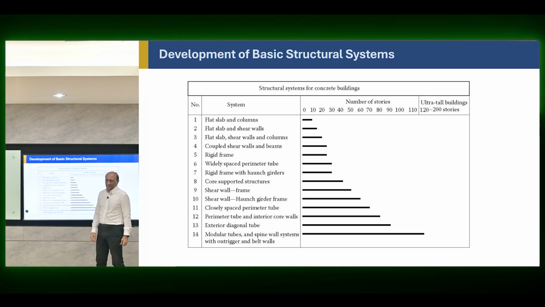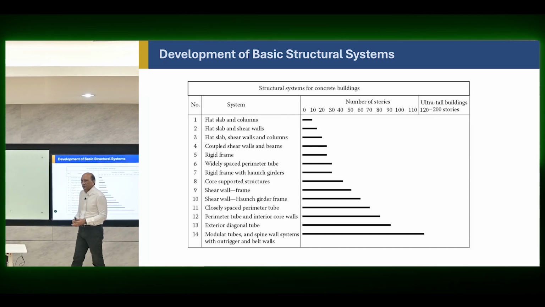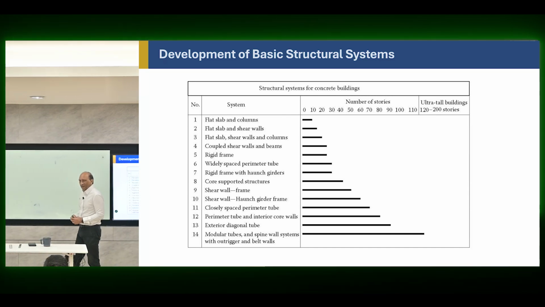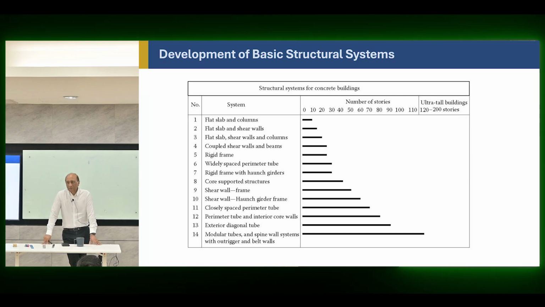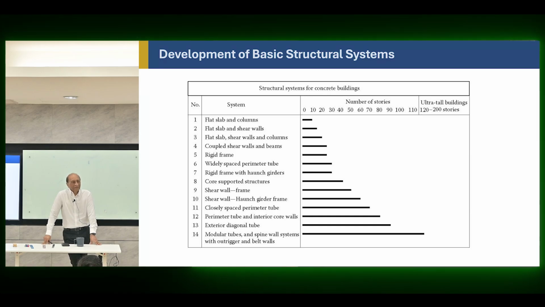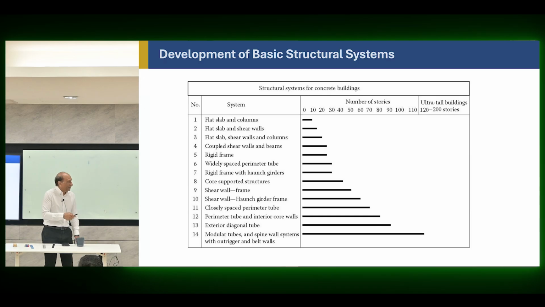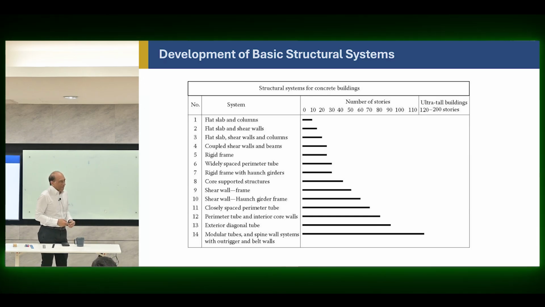This is an old list, but I still include it because you will find it in many books, many references still there. But many of these limits are no longer valid because people have been evolving these systems to make them more efficient. And there are many variations of each one of them. So roughly it gives you these 14 systems all the way up to 110 floors.